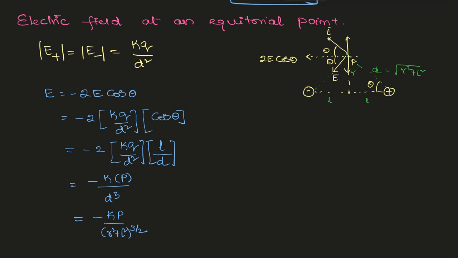So this is the expression for equatorial field, and if they ask what its direction is, the equatorial field is in a direction opposite to the dipole moment. This is the dipole moment direction.